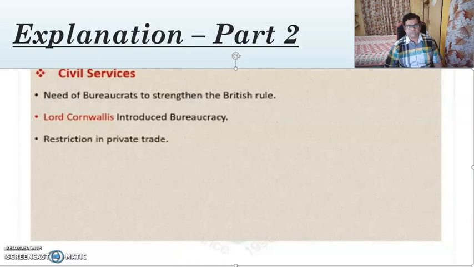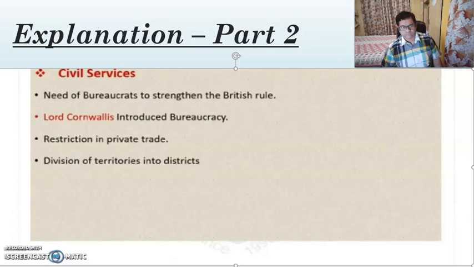He restricted the private trade, and for this he increased the salary of the company officers. Why did he do so? Because when he came to India, the company was running in loss, but the employees of the company were making profits with private trade without caring for the company. So he stopped this trade by increasing their salary.